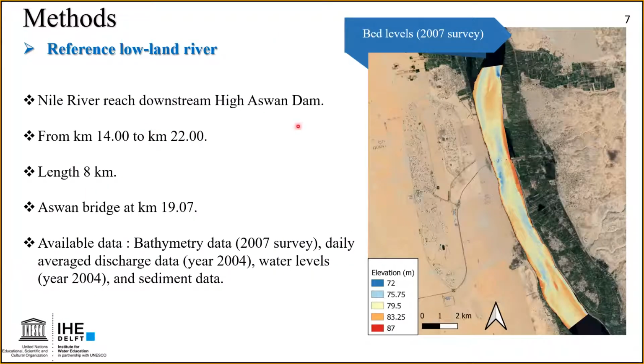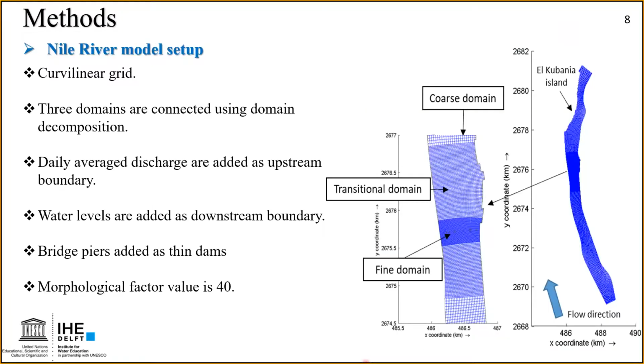Now, here is the reference lowland river we use. As we said, this Nile River reach downstream High Aswan Dam from kilometer 14 to kilometer 22 with a length of 8 kilometers. We have here Aswan bridge at kilometer 19.07. The available data we have is bathymetry data, 2007 survey. We have a daily average discharge data for the year 2004, also water levels, and we have sediment data that we could use in the model.